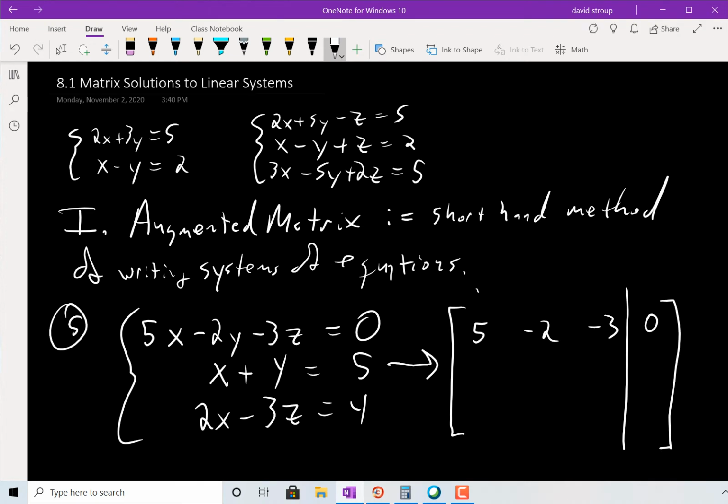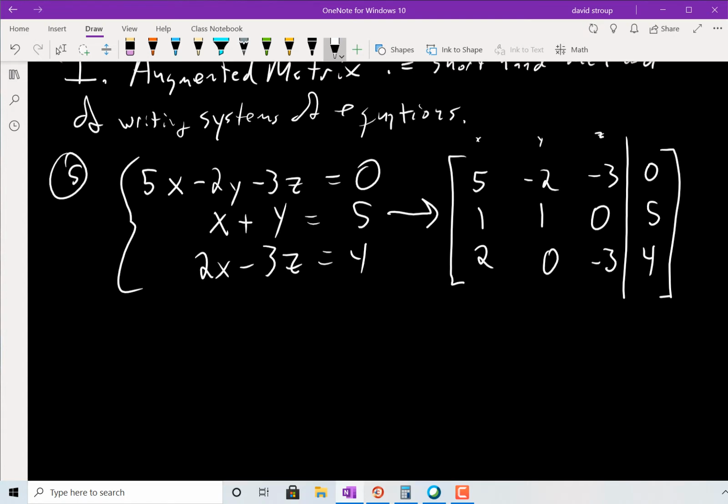So the first column has to be for the x's, the second one's for the y's, and the third one's for the z's. So the first one would be 1, and then 1 for y, and then 0 z's, and that equals 5. And then 2, and then the middle one's 0. There's no y's. Sorry. 0, and then -3, and then 4. So it clears out some of the clutter. And all we do with these is basically the same thing as what you've been doing before. It just looks kind of weird. You're probably not used to dealing with boxes of numbers like that.